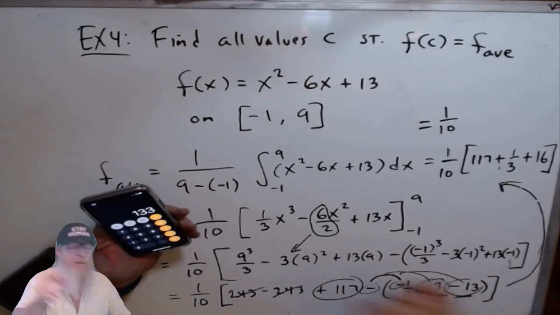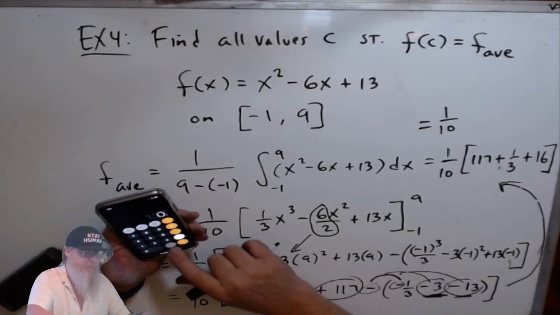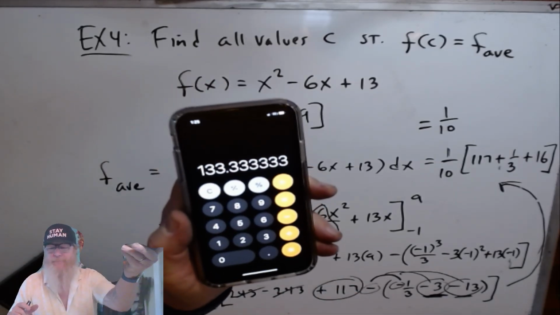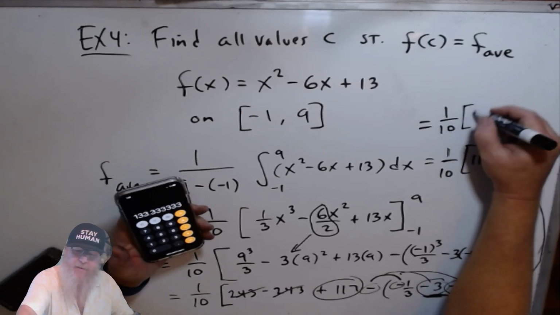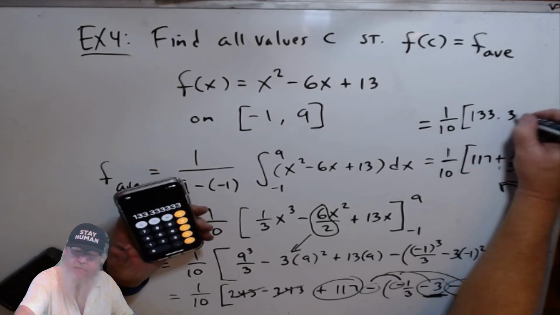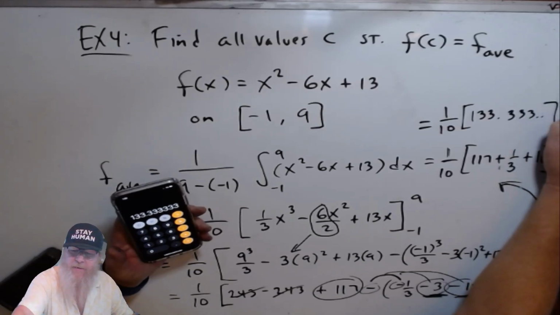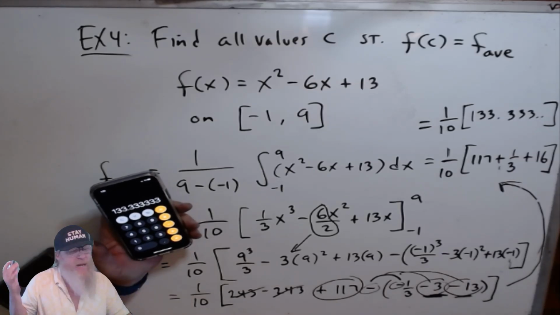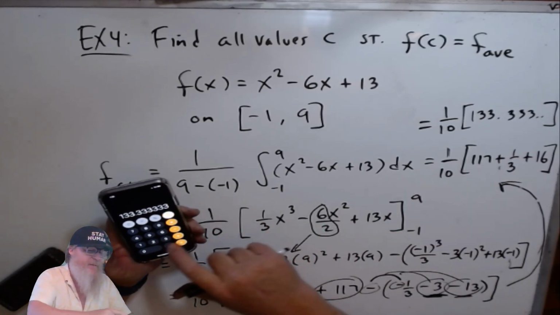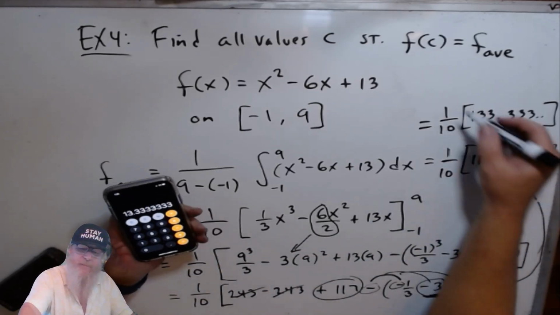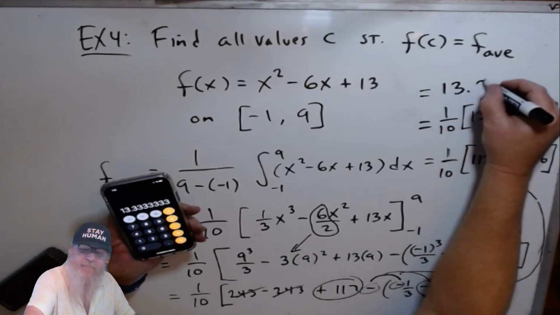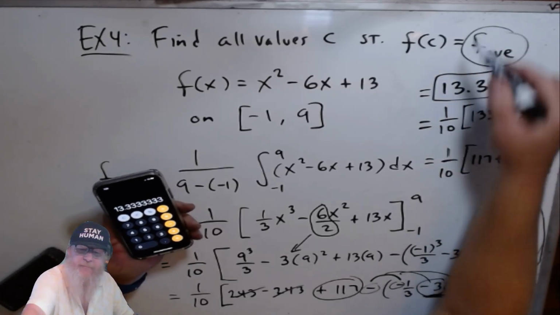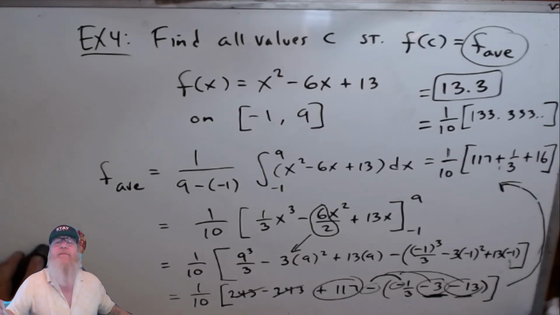I'm going to round anyway, so I'm going to go plus 0.33333333333 like that. So I got 133.333333. Or you could say 133 1/3. I don't care. And then divide that by 10. I'm going to round it anyway. So 13.3. So that's my FAV. That's my average.